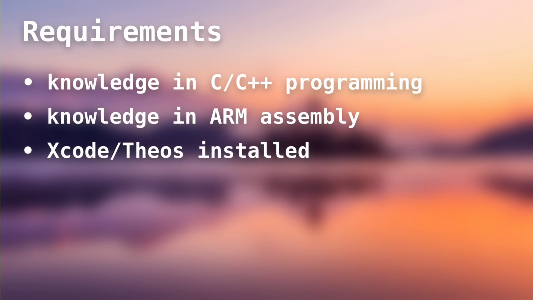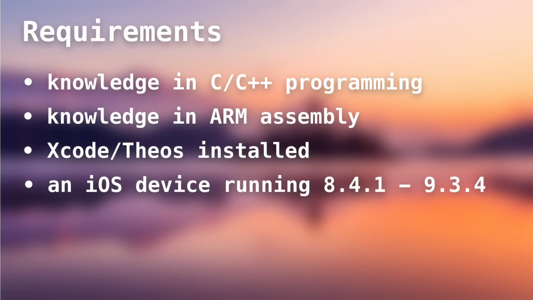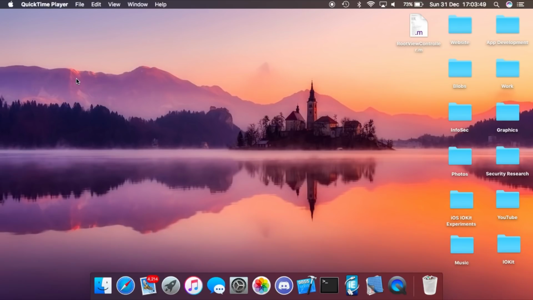You're also going to need either Xcode or Theos installed so that you can actually build and compile an application, the jailbreak application we'll be making. And finally, of course, you will need an iOS device on one of the versions I mentioned, so all the way from iOS 8.4.1 up to 9.3.4. That's the version these bugs are vulnerable to. So any other version, these bugs probably have been patched. I'm not sure how low down these bugs go. I don't believe they're present in iOS 7. So you will need at least a device on iOS 8 up until 9.3.4.